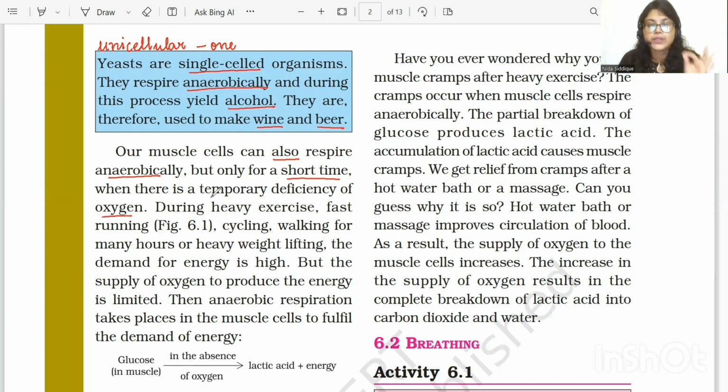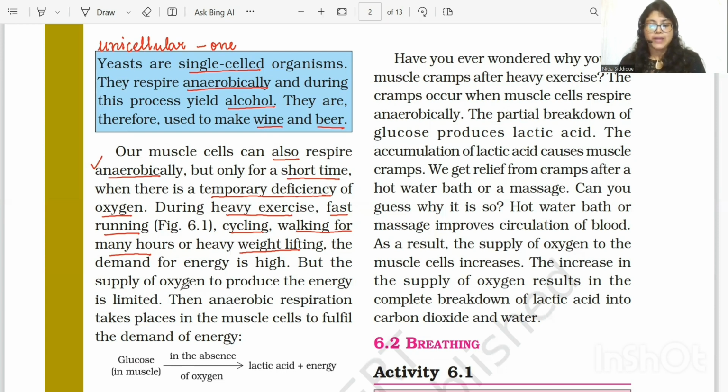Okay, there is a temporary deficiency of oxygen. Like for example, during heavy exercises, when we are running fast, when we are cycling, walking for many hours, or when we are lifting weight, the demand for energy is really high. And since हमारे muscle cells को enough oxygen नहीं मिल रहा है, so our body will start respiring anaerobically.